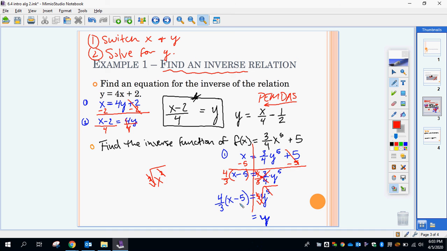So I need to 5th root the entire left side, and truly none of those are perfect 5th roots. So the best that we can write this is the 5th root of 4/3 and in parentheses x minus 5. So let's just not overcomplicate it. Let's just box in our answer because that's as simple as it gets.